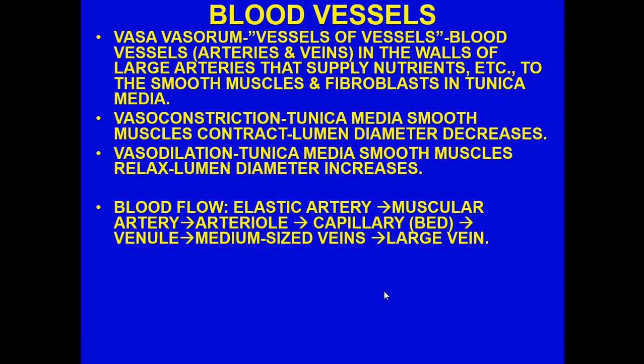The term vasoconstriction describes where the tunica media smooth muscles contract. The lumen, where the blood is passing through, decreases in diameter. In vasodilation, the tunica media smooth muscles relax, and the diameter of the lumen increases. So basically, blood flow goes from elastic artery to muscular artery to arteriole to capillary, in essence the capillary bed, then to venule, to medium-sized veins, and then to the large vein.